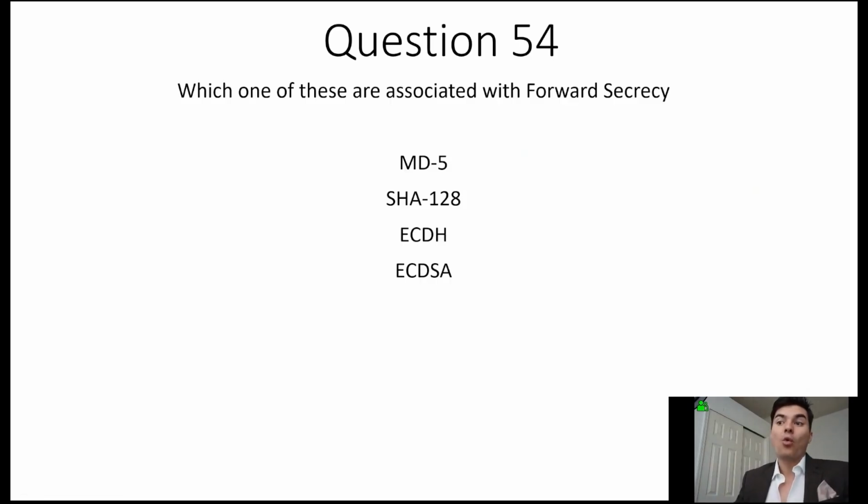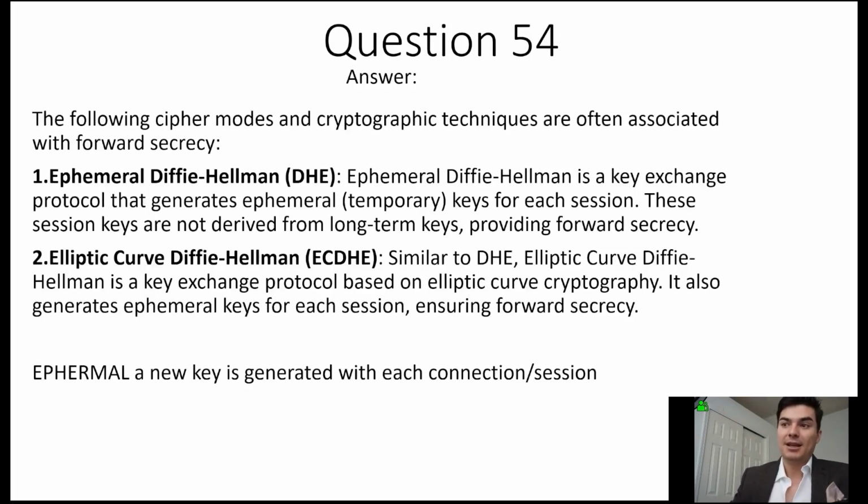Question 54. Which one of these are associated with forward secrecy? Okay, so immediately we want to eliminate the options that are not possible. Because we see MD, we know that stands for message digest, and then we see the HA here, so you want to think hashing algorithm. And so we know those are definitely not the answers here. Now this is elliptic curve Diffie-Hellman, where Diffie-Hellman is for key exchange, and this is elliptic curve digital signature algorithm. So the answer is elliptic curve Diffie-Hellman.